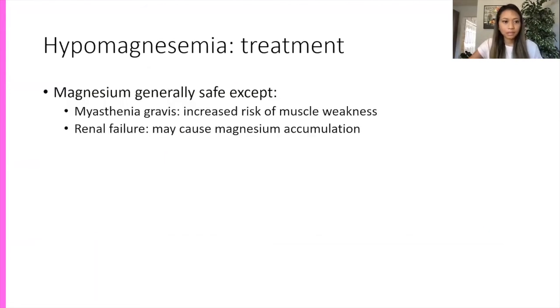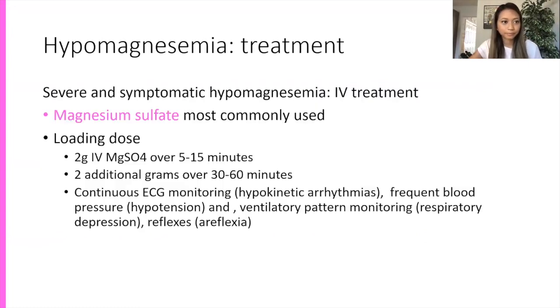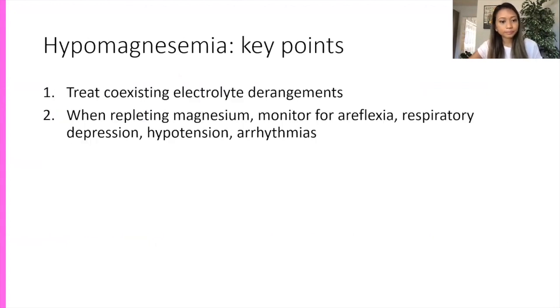It's generally safe to replace it, except in myasthenia gravis because of the increased risk of muscle weakness and renal failure because magnesium may accumulate. For replacement, magnesium sulfate is most commonly used, a loading dose of 2 grams over 5 to 15 minutes, and then another 2 grams over 30 to 60. So key points, treat the other electrolyte derangements when repleting magnesium, monitor for areflexia, respiratory depression, hypotension, and arrhythmias.